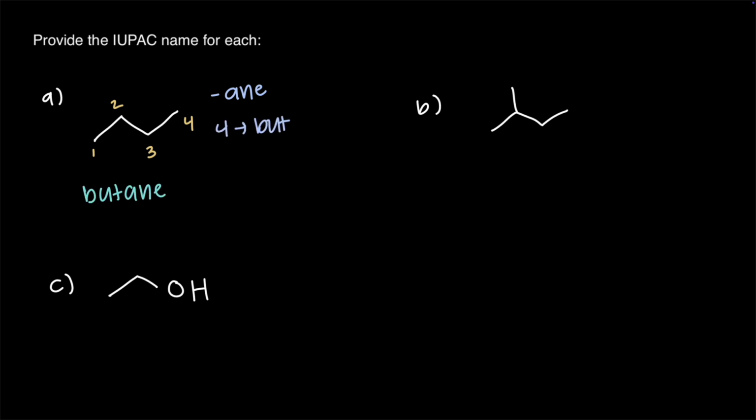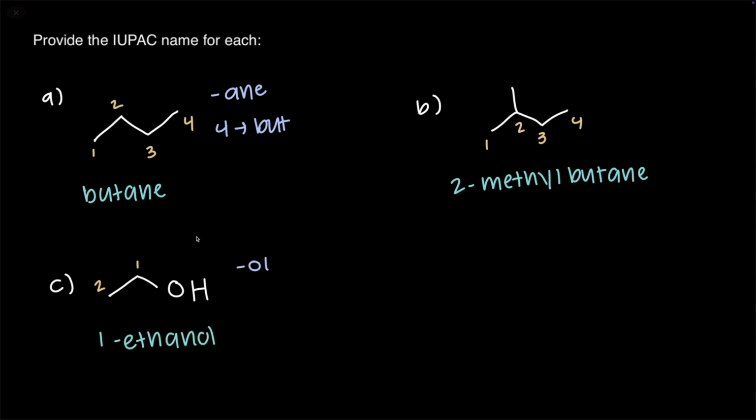For B, the longest parent chain is 4 carbons, all single bonds with a methyl at 2. The name will be 2-methylbutane. For C, the longest parent chain is 2 carbons with an OH group at C1. OH is an alcohol with an ending of OL for the functional group. The name will be 1-ethanol.